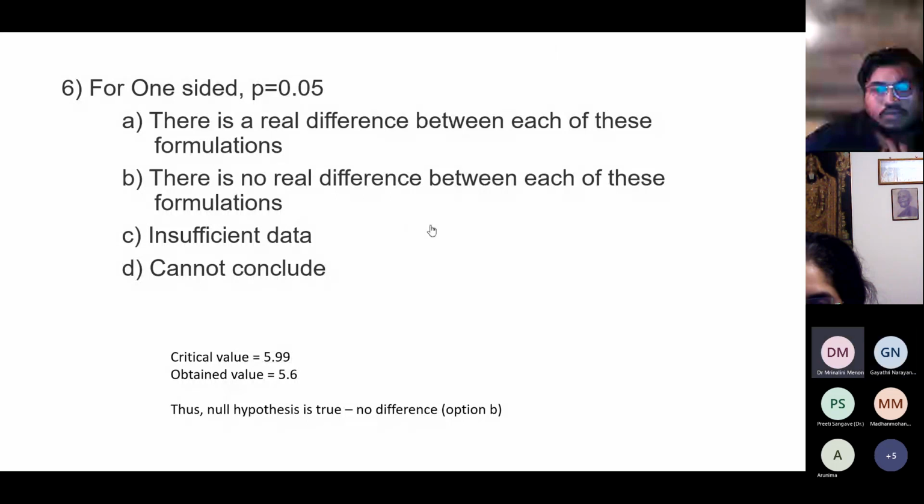Getting the table values during the exam, they provide all the tables necessary. Yeah, they will provide you all the tables. They will provide you tables and they will provide you with an online calculator, right?